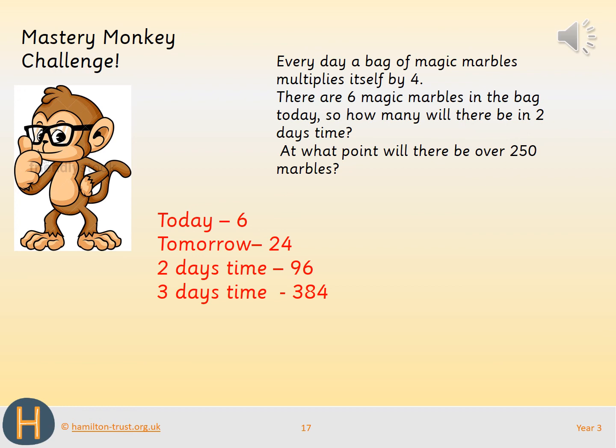The second part of that question was, at what point will there be over 250 marbles? Now I had to use a calculator for this one because it was quite tricky to do, but you may have used partitioning to help you for today. So we are trying to multiply 96 by 4. So if we partition that, we want double 90 and then double 6, and then we put those together.